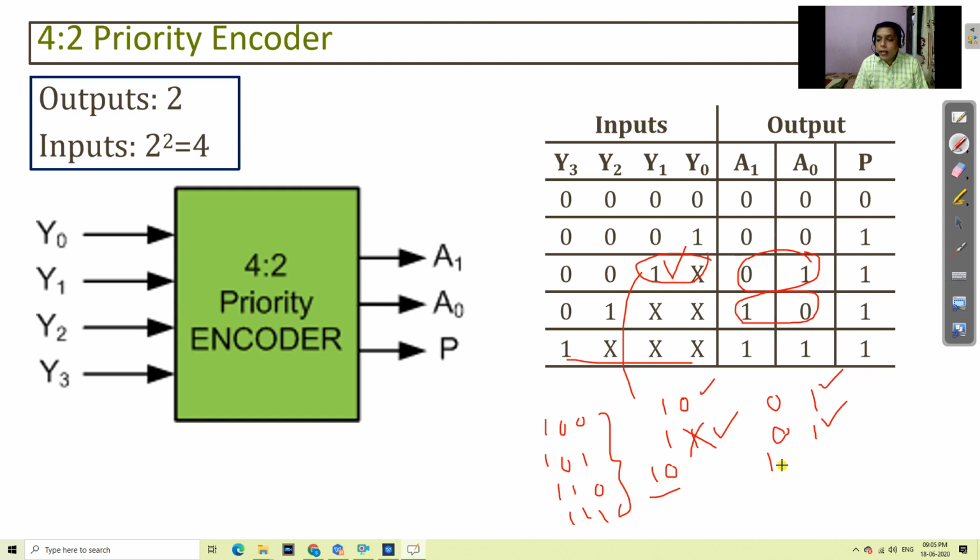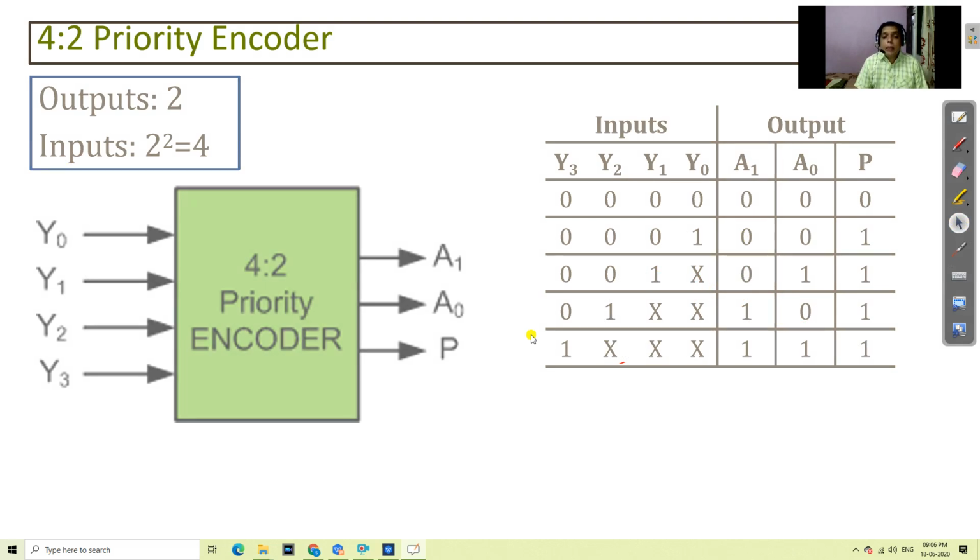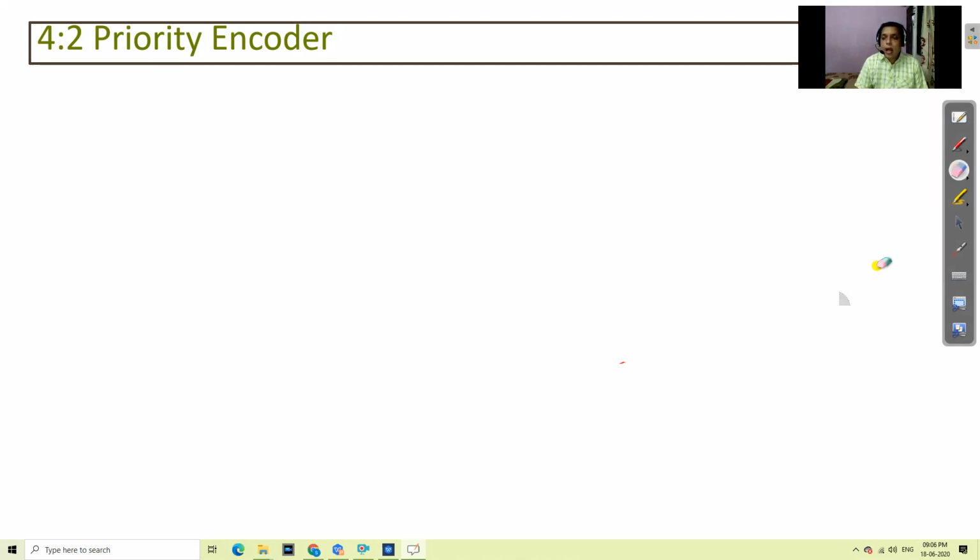Similarly here, whether the input is 1 0 0 0, 1 0 0 1, 1 0 1 0, likewise up to 1 1 1 1, whatever the input, it will consider only the priority and it will always produce the output 1 1. So in the priority encoder, the problem of the encoder which is due to the multiple presence of input lines will be solved. So how to design this priority encoder? We can use the K-map for designing this. Let us discuss how to use this K-map technique to design it.